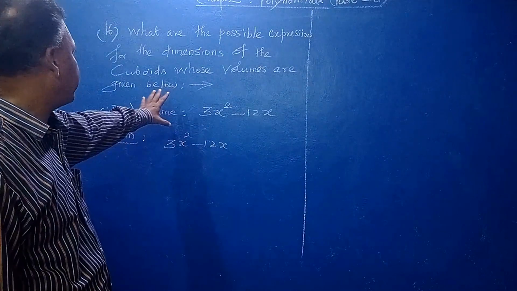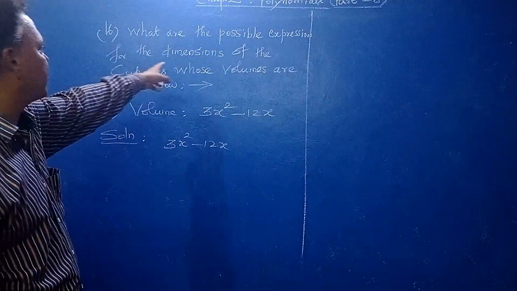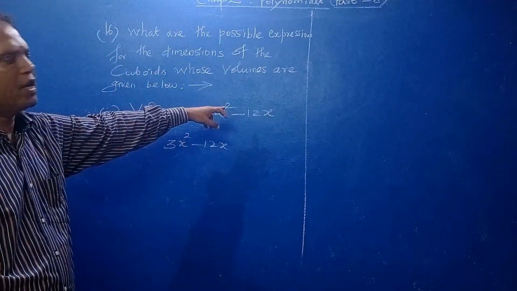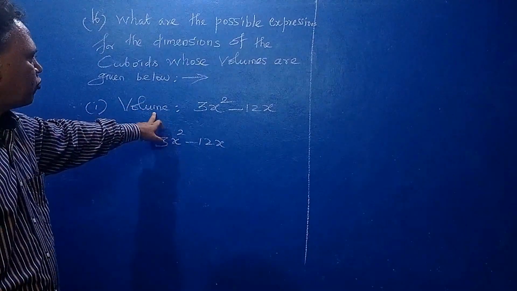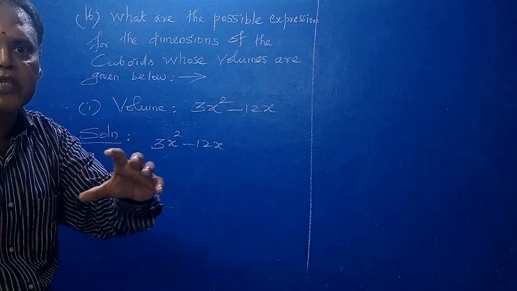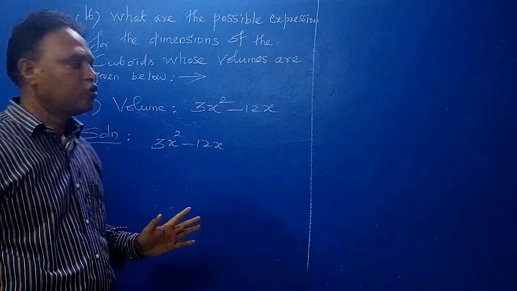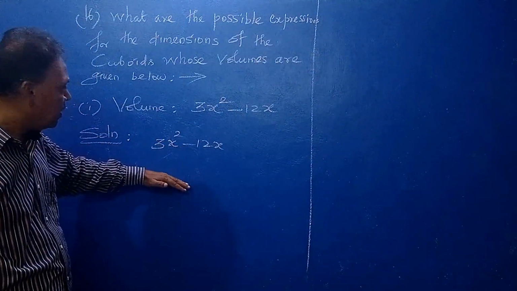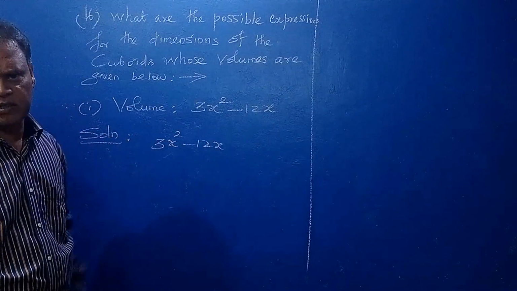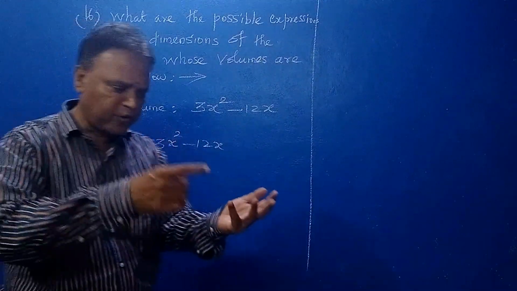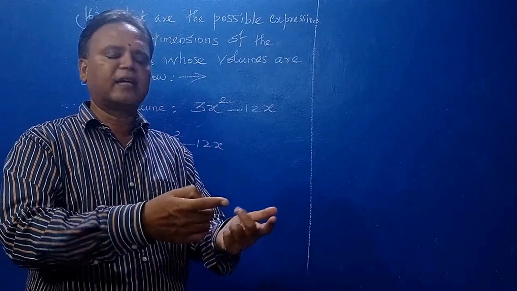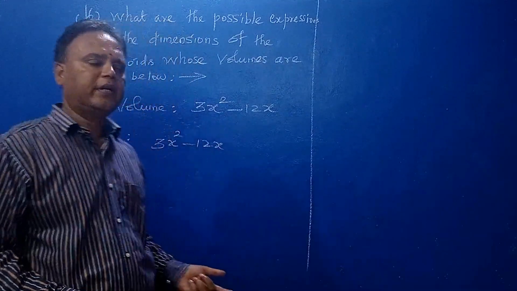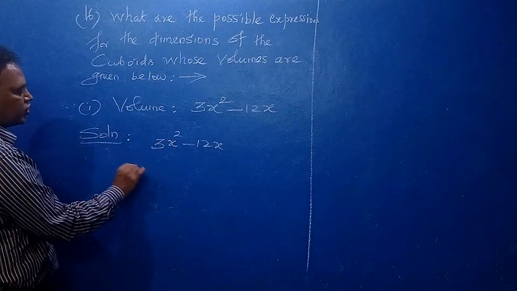So this is also the same type. What are the possible expressions for the dimensions of the cuboids whose volumes are given? So volume is given. You know the volume of a cuboid is length into breadth into height. So this can be made into three factors. Making into three factors means one factor you can keep as length, another one breadth, another one height. Clear?